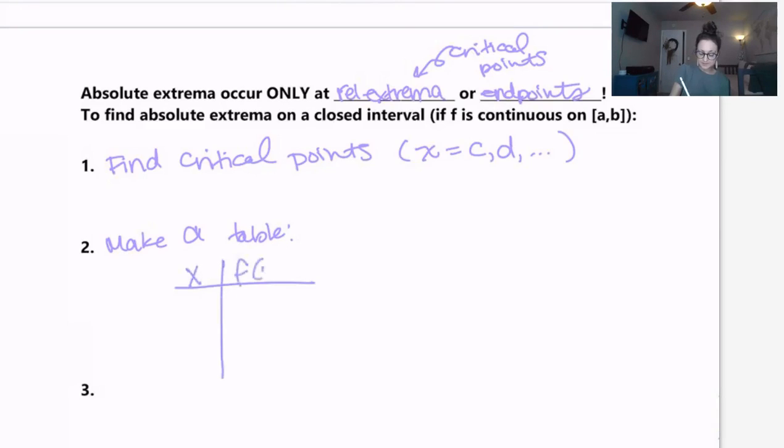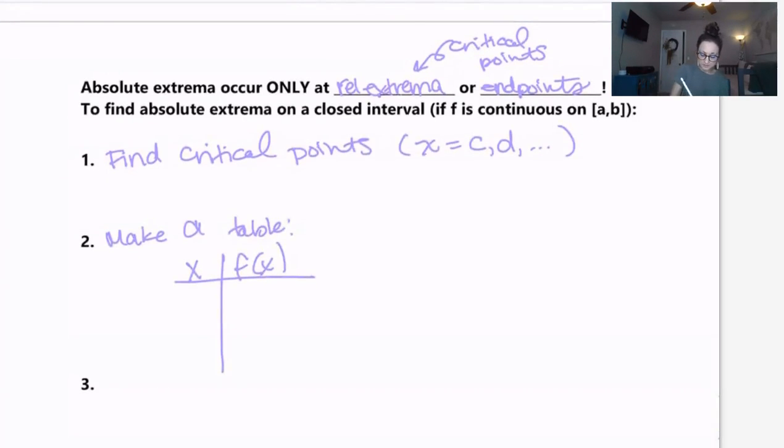We're going to label it x and f of x, the original. In x, we're going to put our endpoints, a and b, as well as any of our critical points. So if I had 2, I'm going to put those 2. If I had 1, I'm just going to put that 1. And it is important to note the critical points should be in our interval. If they're not, we can toss them.